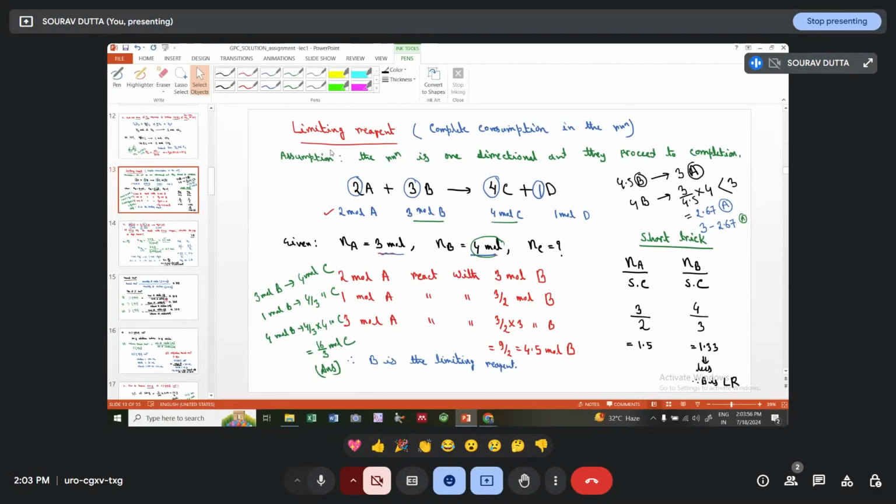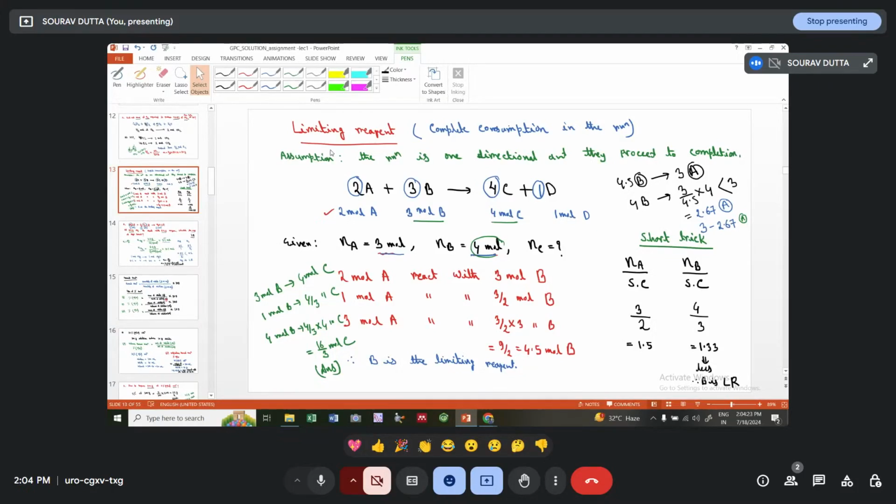Between different types of reactants, the reactant which will end at first is called the limiting reagent. A reaction medium can have more than one reactant, but the one that gets finished first, we call the limiting reagent. So between different types of reactant, the reactant which will end at first during the reaction will be called the limiting reagent.